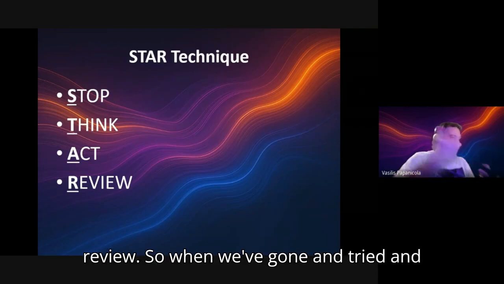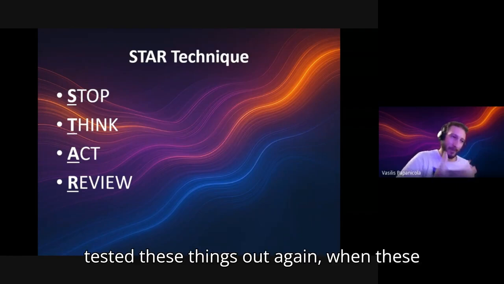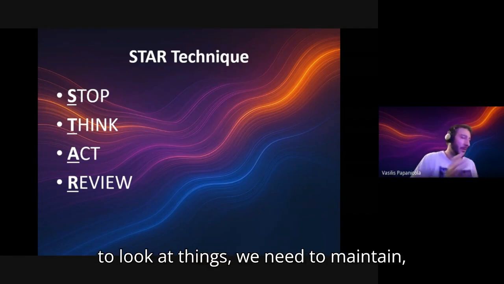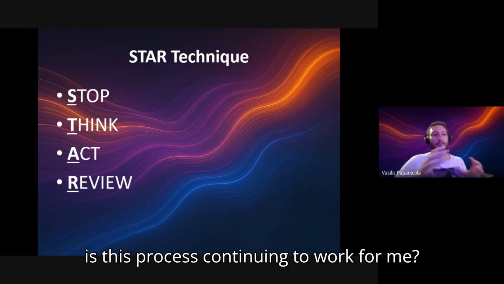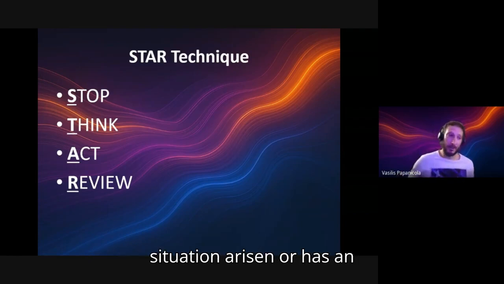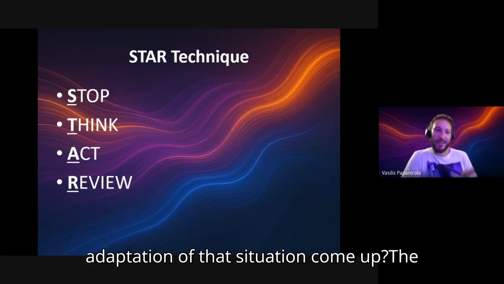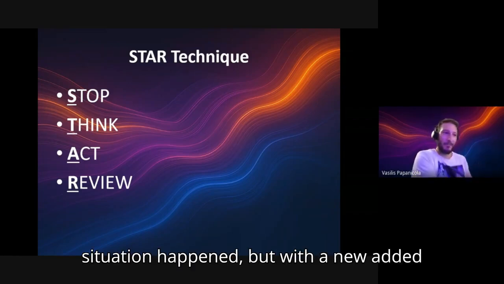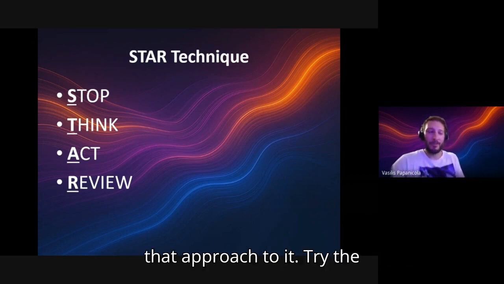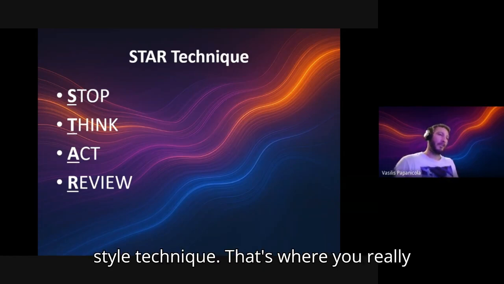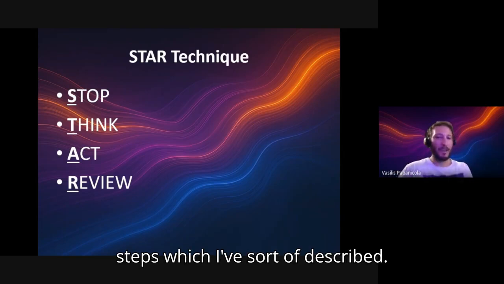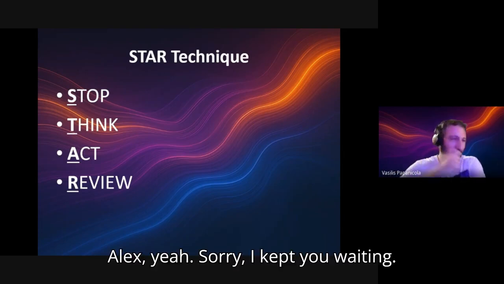So when we've tried and tested these things out, when these situations have arisen, we need to keep reviewing it. Like with anything, we need to maintain it. Is this process continuing to work for me? Do I need to tweak it? Has another situation arisen, or an adaptation of that situation? The situation happened, but with a new added surprise. So I need to go back and review that approach to it. Try the STAR technique. That's where you really want to get to at the end of all the steps which I've described. Alex, yeah.